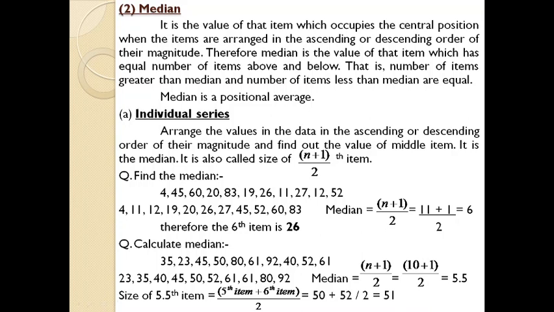It is just an assumption. Whenever you come across a situation like this where you get a decimal value, you need to do like this. 5.5 means 5th item plus 6th item. If it was 7.5, it is 7th item plus 8th item divided by 2. So you will get a number that will not be there in the series. It doesn't matter. This is how you need to find the median in case of an individual series.